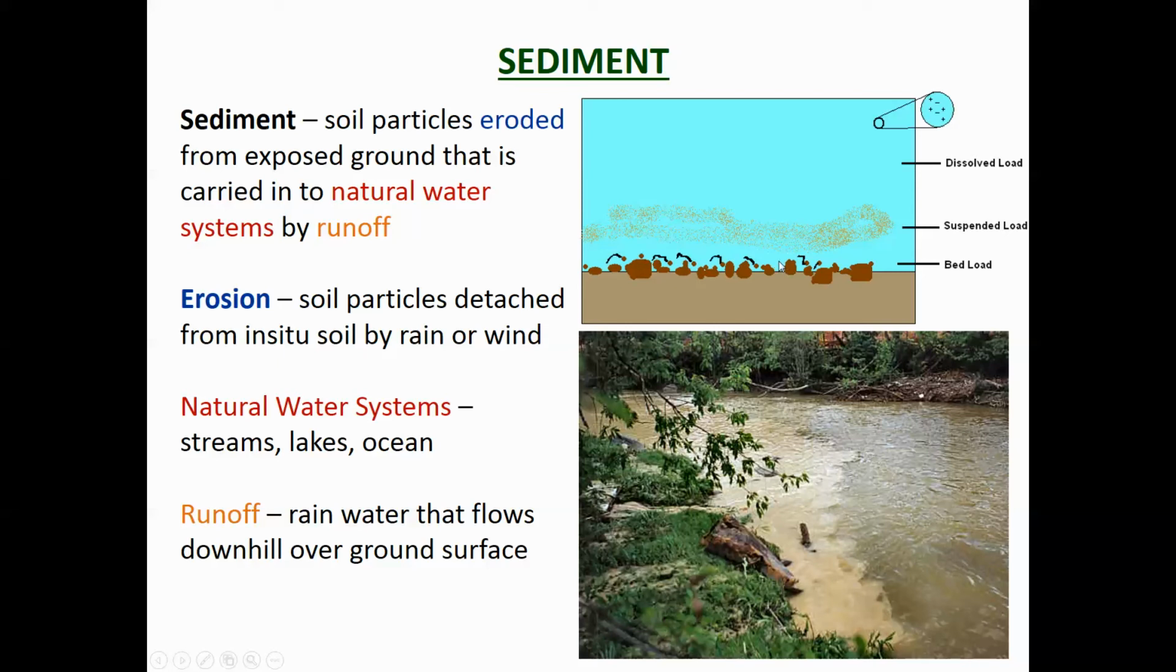Erosion is when soil particles are detached from in situ soil by rain or wind. So you need to consider wind as an erosive force as well. Natural water systems, we're talking about streams, lakes, and oceans. Runoff is the rainwater that flows downhill over the ground surface.